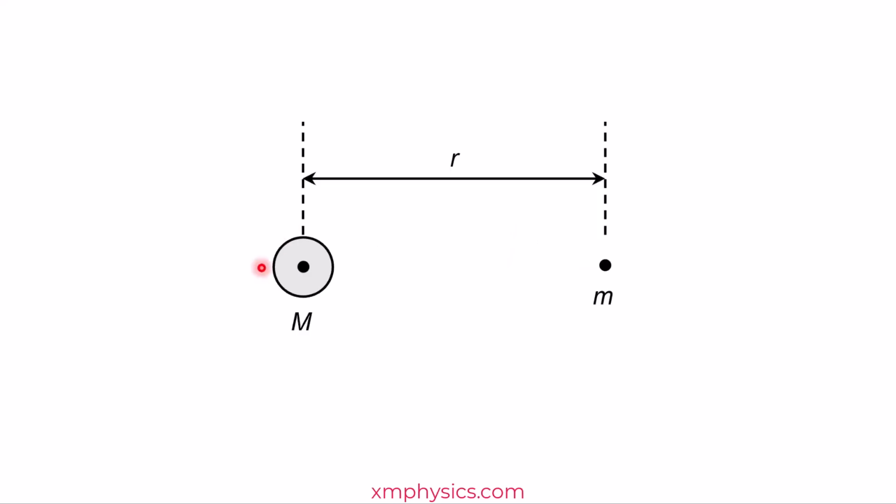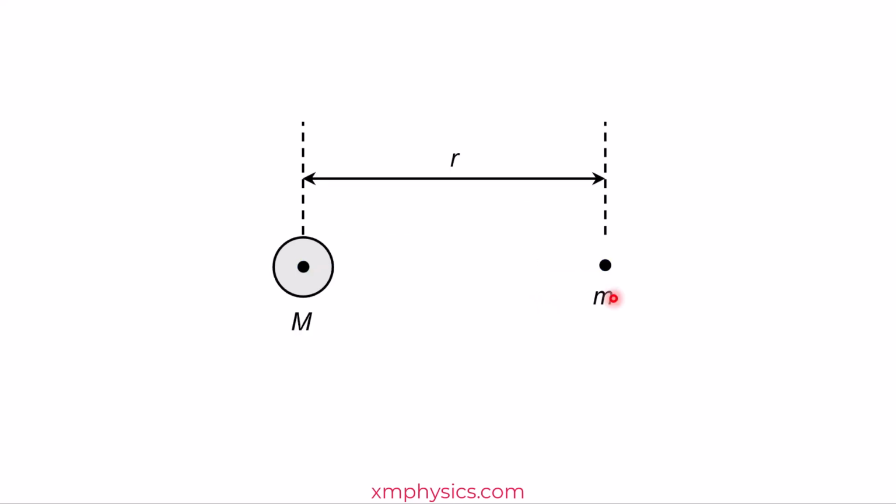Hello, so we have a big M and a small m separated by a distance of r. Does a small m experience a gravitational pull? Yes, of course, right? GMm over r squared is a mutual gravitational pull. We have learned that already. But for today, we're going to see the situation in a different way.